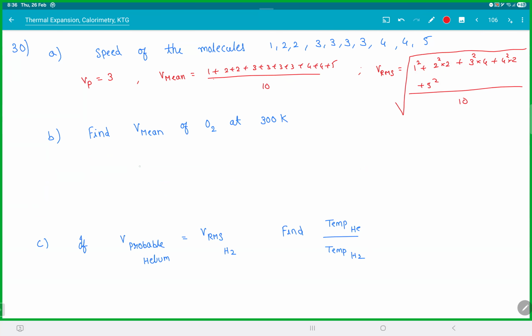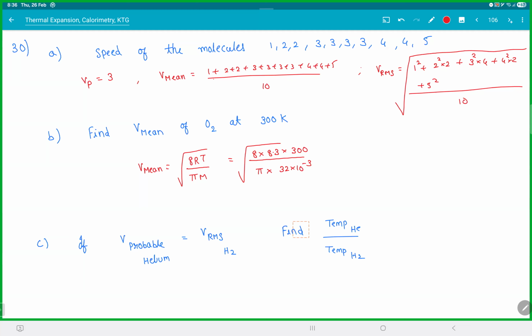What about B? Direct formula, V mean is equal to root over 8RT by pi m. So this is root over 8, R is 8.3, temperature is 300, pi is 22 by 7. And molecular weight, this is what I'm more interested in. People write 32. Be careful, it is 32 into 10 power minus 3. Molecular weight in SI units must be in kgs. It is 32 grams per mole for oxygen, so you should be writing it as 32 into 10 power minus 3 kg per mole. Substitute there, you will get it.